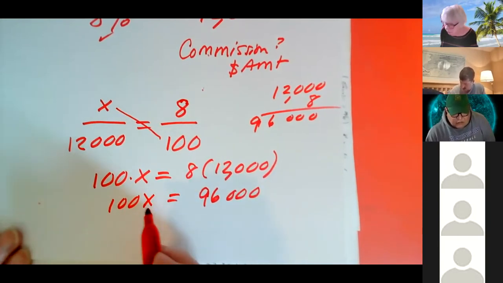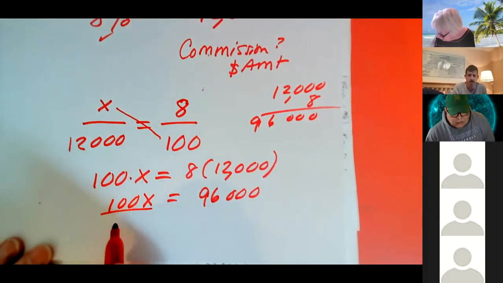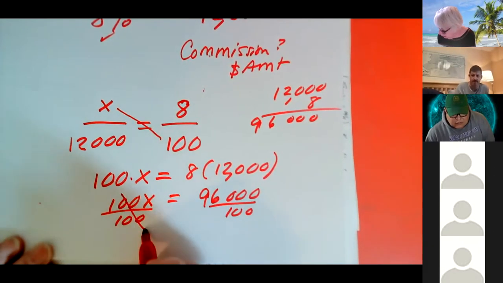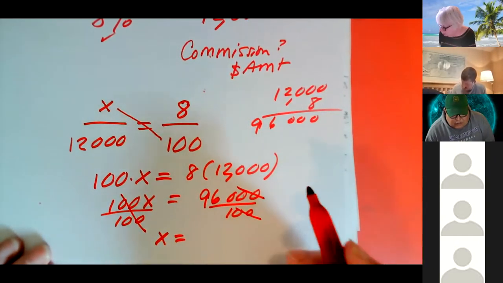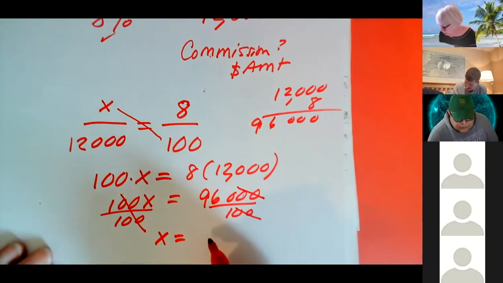Now what? Are we done? Are we there yet? No. Take out those last two zeros on the 96,000. So we're going to divide both of them by 100. We're going to kill a couple of zeros, and so this is 960 over 1.